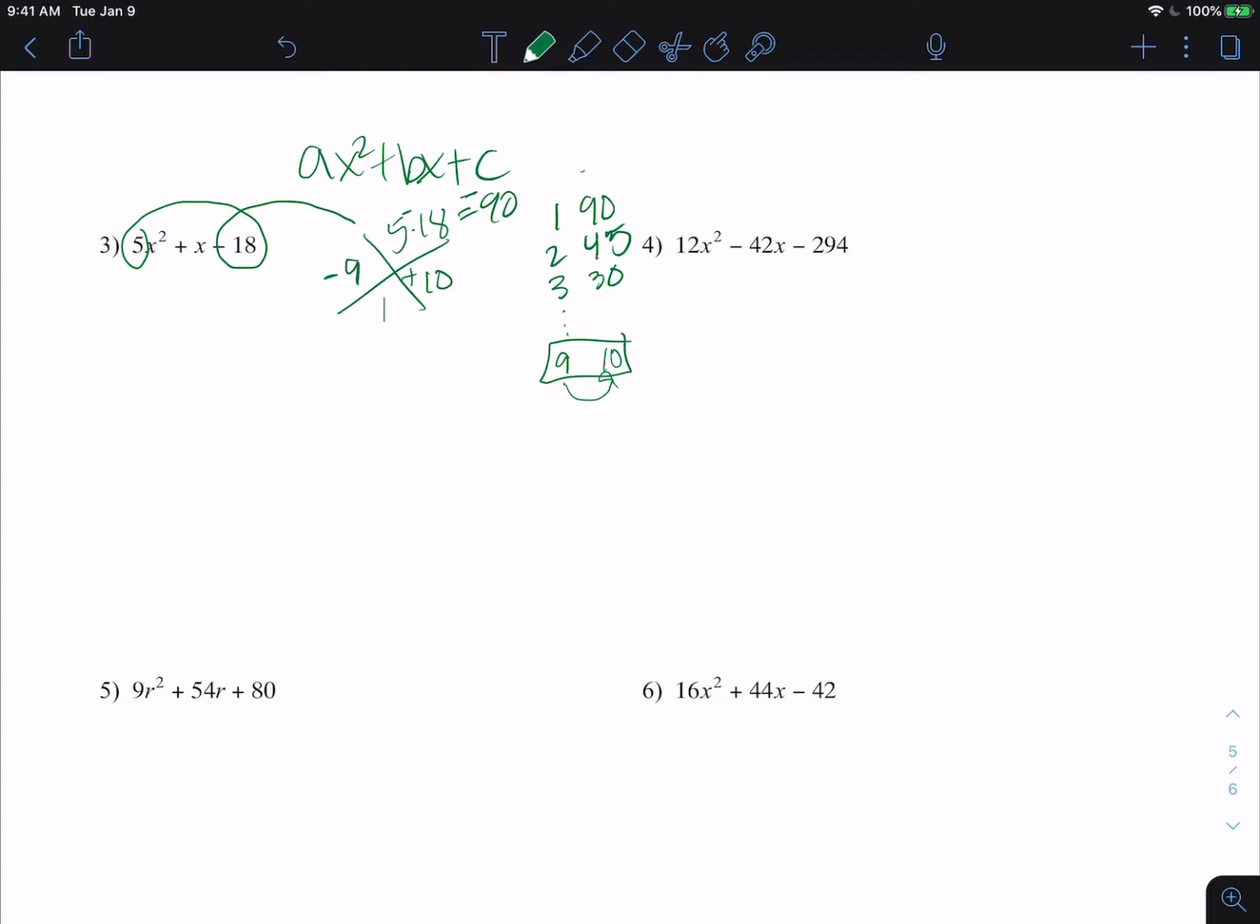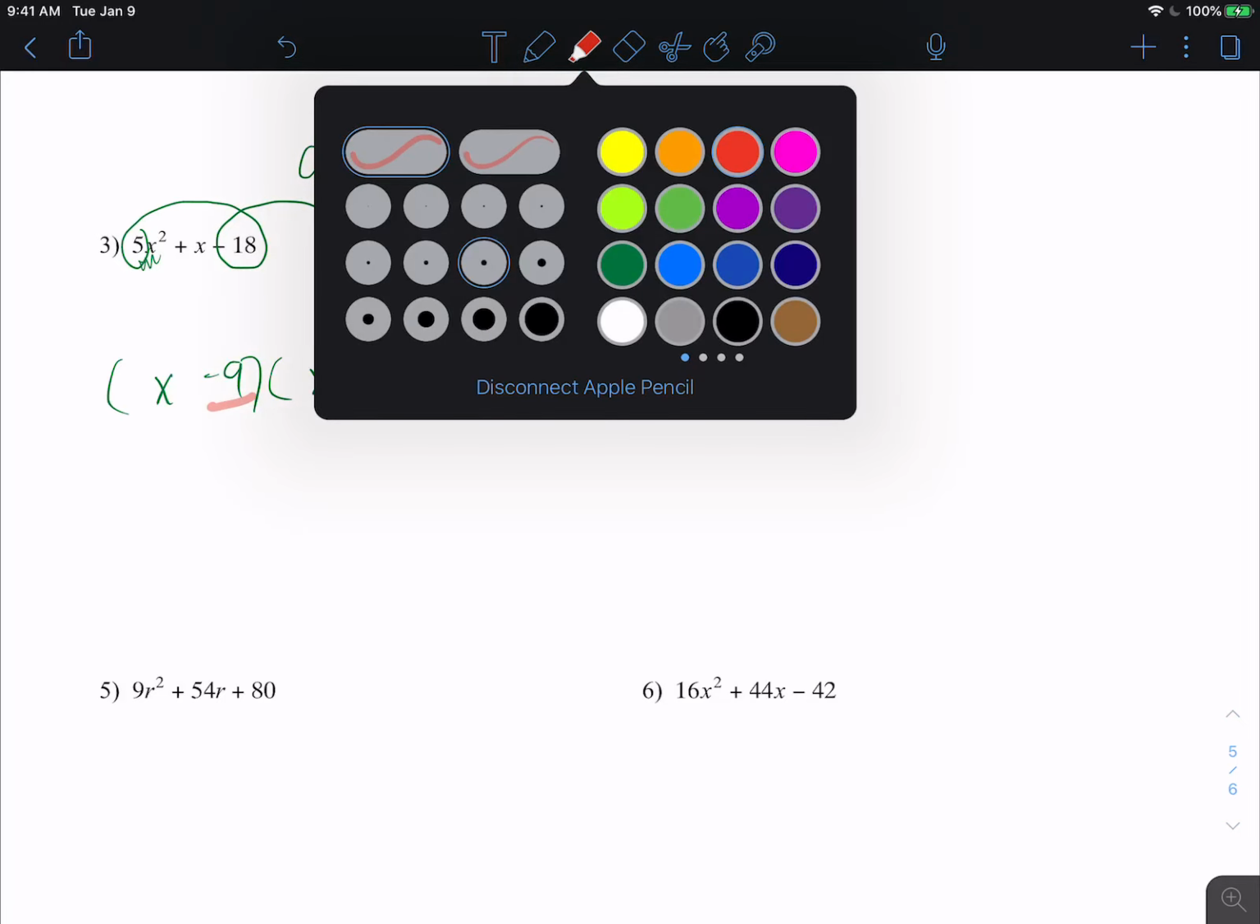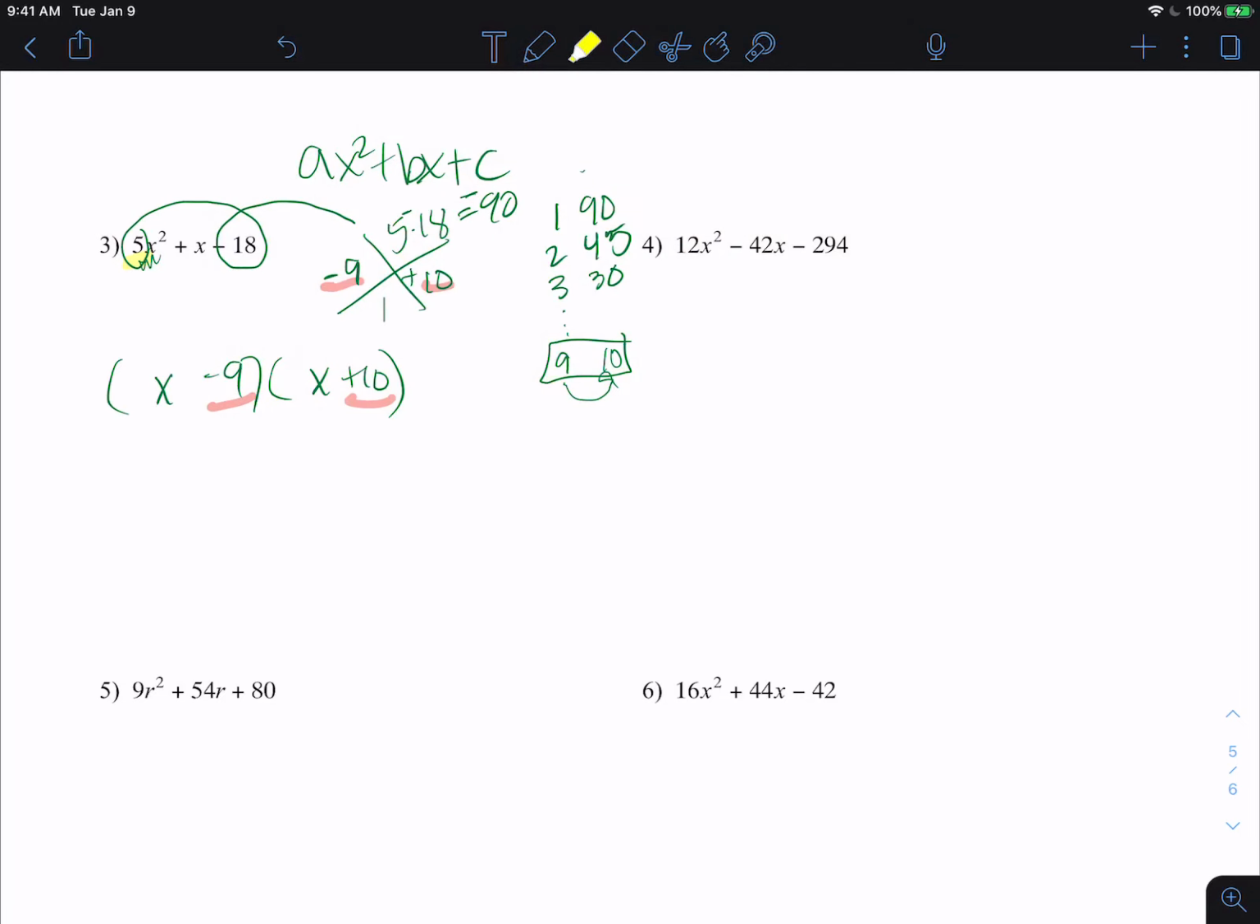So then what we do is we put our sets of parentheses. And then whatever numbers I just found, they go in the last part of the parentheses, so minus 9 plus 10. Then we know that in order to get to x squared, we need an x times an x. So I've got an x and an x. Now, we know that in order to multiply to our value of 5, I need 5 times something. But I'm unsure if the 5 will show up in the first set of parentheses or the second set of parentheses.